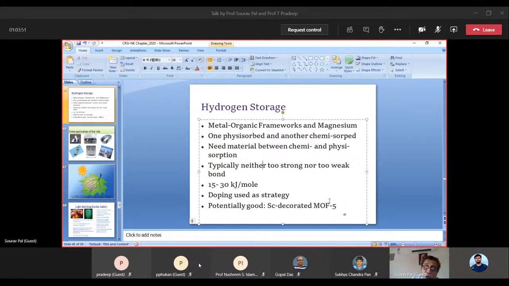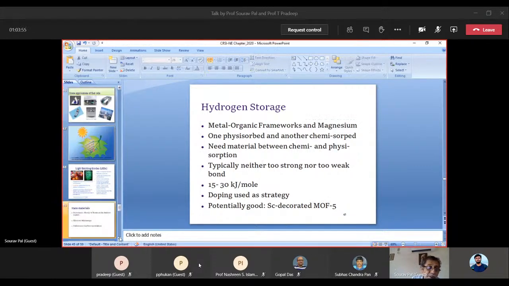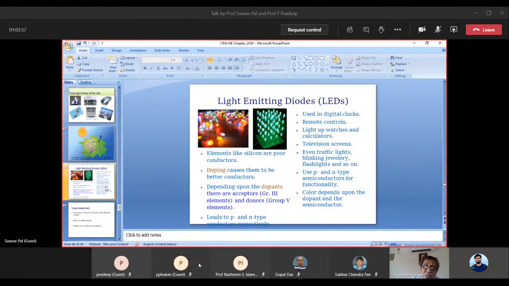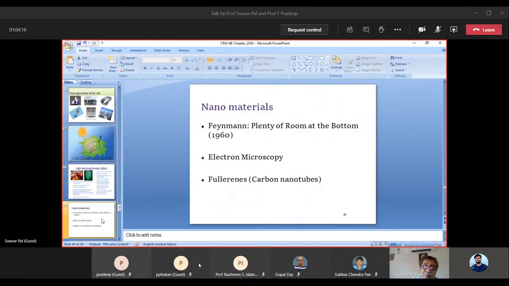ZIF, of course, many of you know, is zeolitic imidazole framework. So that is also becoming very important. So let me quickly try to finish by saying that doping, of course, has been a very useful strategy in material science. In fact, we know that the group 3, group 5 semiconductors are actually done by doping silicon. And doping has been a very important strategy in material science.